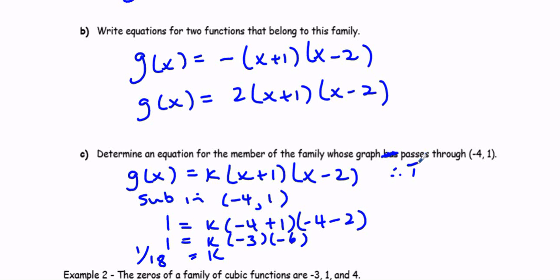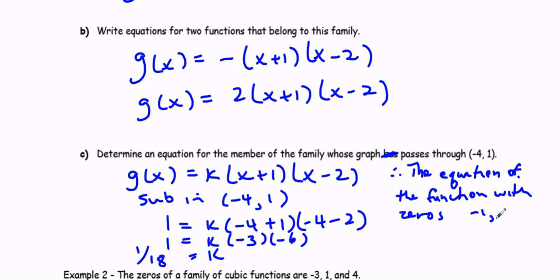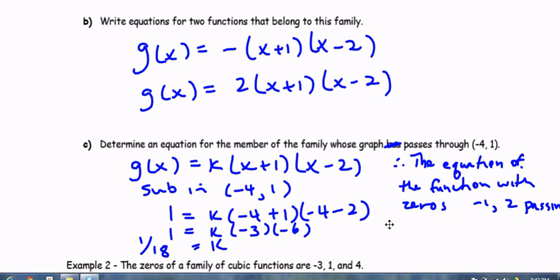Therefore, the equation of the function with zeros -1 and 2 passing through, oops, there's a G on that, oh dear, oh dear me, what's going on? I'm not sure what has happened. I'll just pause the video for a second.